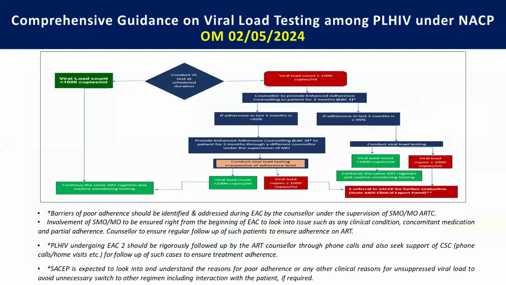Now, this is the viral load testing protocol among PLHIV. This is under NACP. This is the OM dated 2nd May 2024. So you can see that we conduct viral load testing at the scheduled duration. Say, for example, a patient is on first line ART, and after 6 months we have conducted a viral load. Now the viral load count is more than 1,000 copies per ml. At that time, the counselor will provide enhanced adherence counseling to the patient for 3 months.